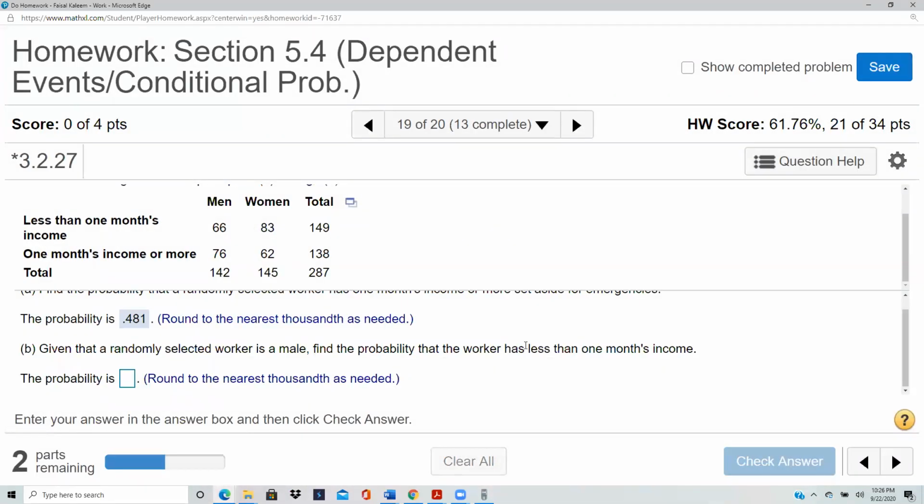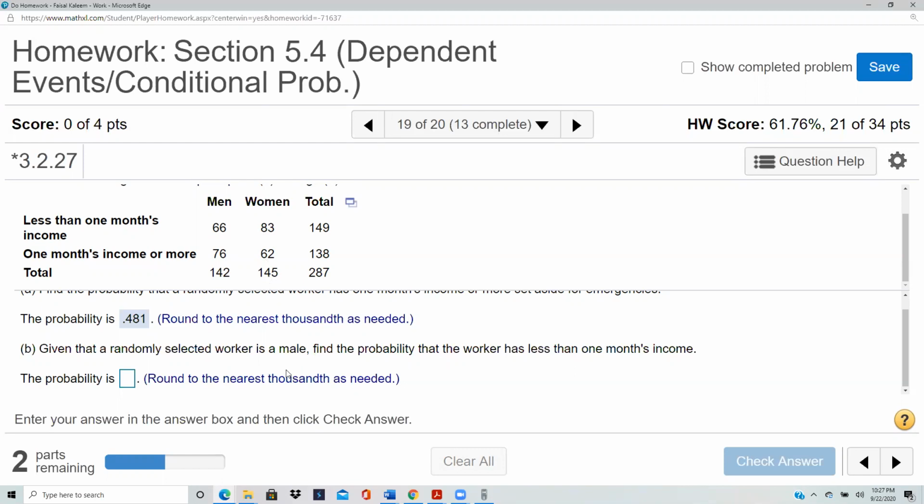Given that a randomly selected worker is male, find the probability that the worker has less than 1 month's income. So this time they've changed the order of the sentence. Usually this given part is the second half of the sentence, but they can place it anywhere they like. So the key thing is that you just look at where the given is, and whatever is given, that's your grand total. So we're given that a randomly selected worker is male. So the males are the whole world in this problem. So it's just these 142 men, and we won't even look at the women in this problem.